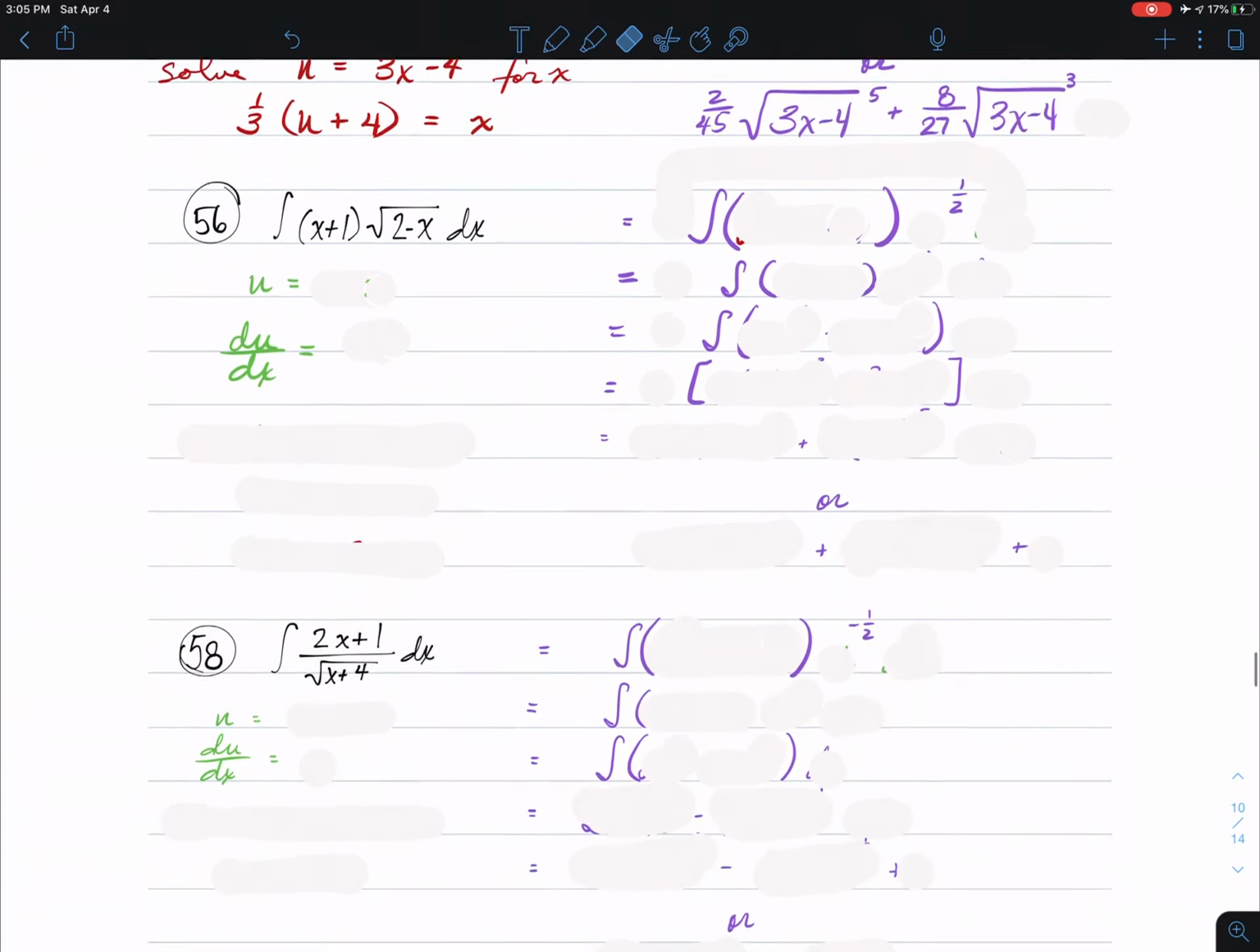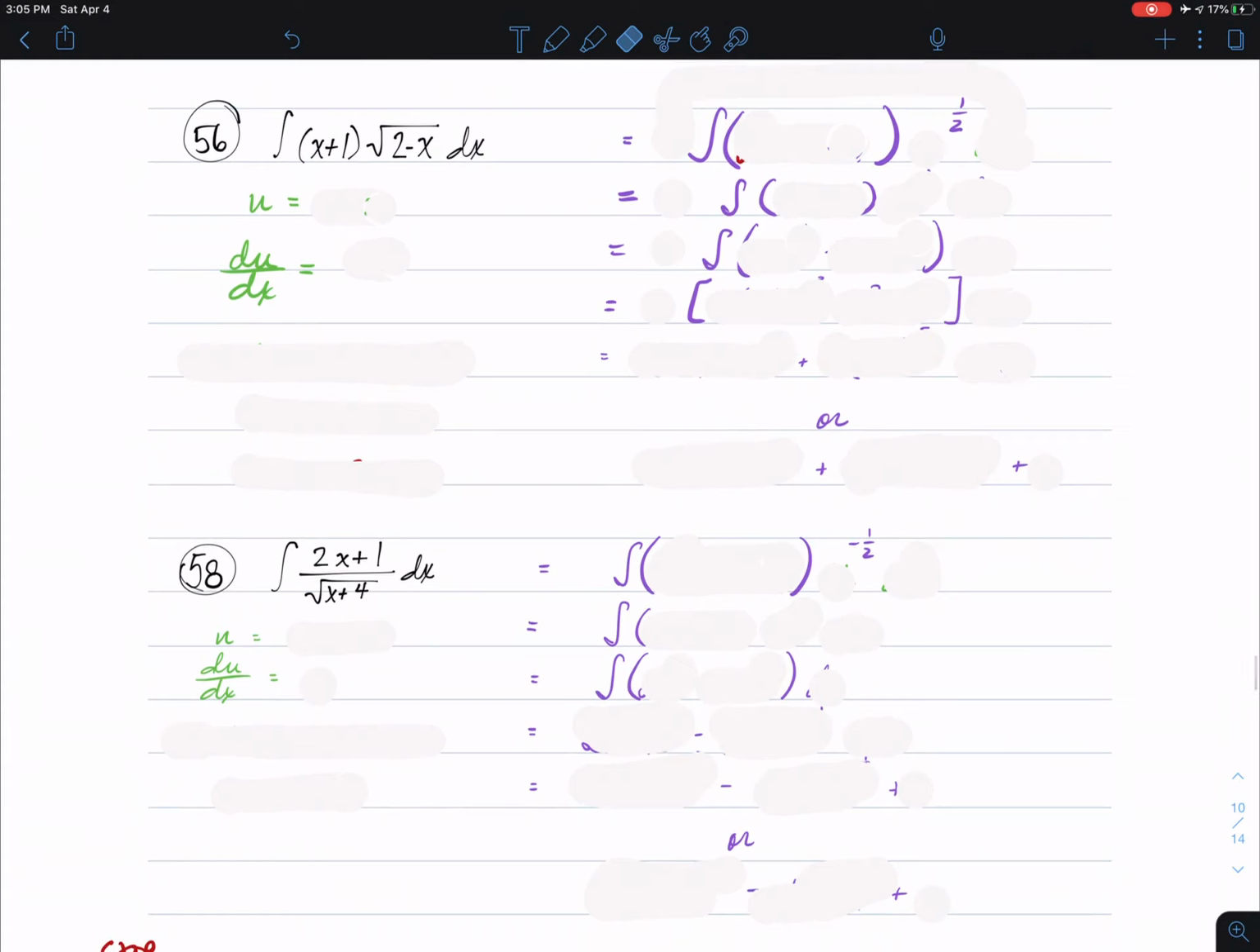All right, let's look at number 56, which is very similar. So the first thing, we've got our u, which is 2 minus x. The derivative of that is -1. Multiply on both sides by dx. And we're going to have negative dx, but then I moved that negative to the other side simply because it doesn't look like I'm going to need it.